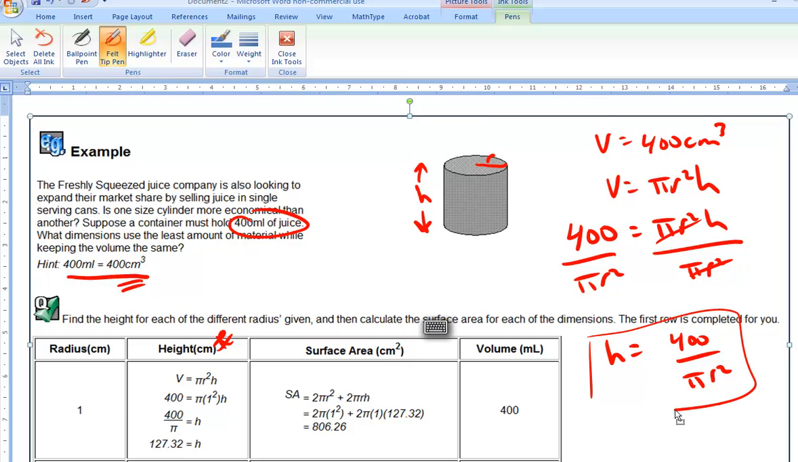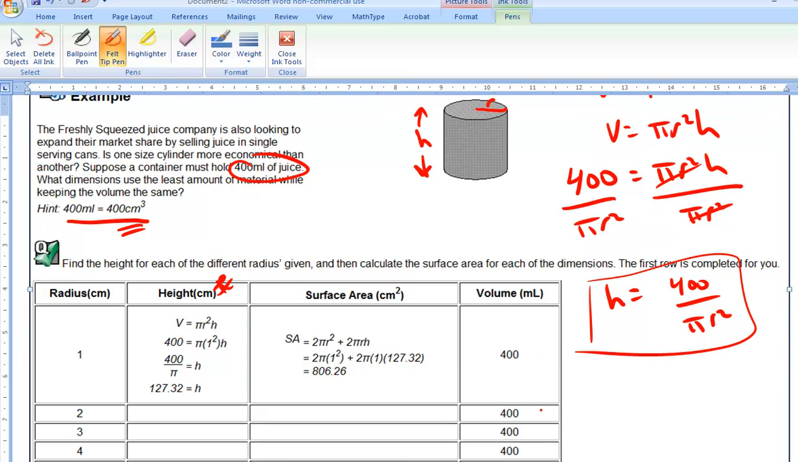So I'm going to use that in my spreadsheet in a minute to help me find the height depending on the radius, because I don't want to do the calculation every time. I'm going to make Excel do it for me.